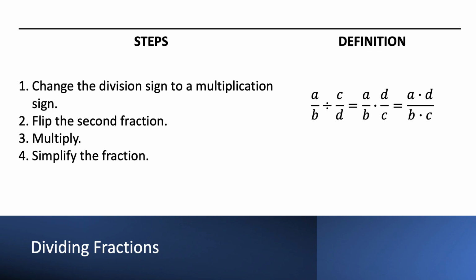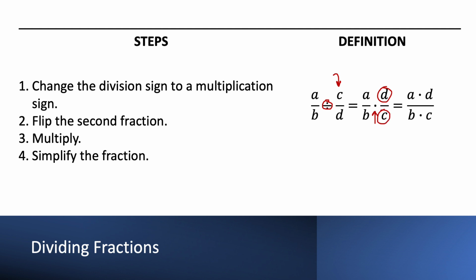Now we'll look at how to divide fractions. The first step is to change the division sign to a multiplication sign. So here we have A over B divided by C over D. We're going to take this division sign and change it to a multiplication sign, which is the multiplication dot. Next, we're going to flip the second fraction. So the second fraction is C over D. So I'm going to flip it so the D is now on top and the C is on bottom.